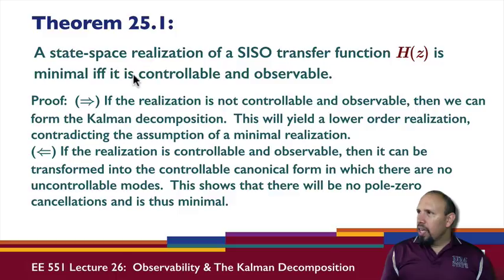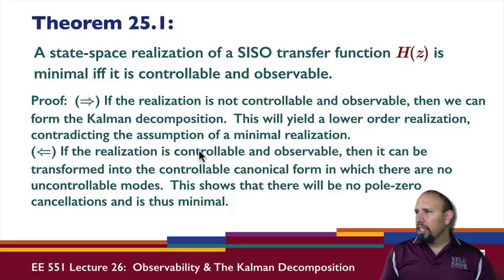Theorem 25.1 says a state space realization of a single input, single output transfer function is minimal if and only if it is controllable and observable. Okay, and so that's the important thing. So if the realization is not controllable and observable, then we can form the Kalman decomposition. This will yield a lower order realization, contradicting the assumption that we have a minimal realization. A minimal realization is a realization that is as small as possible.